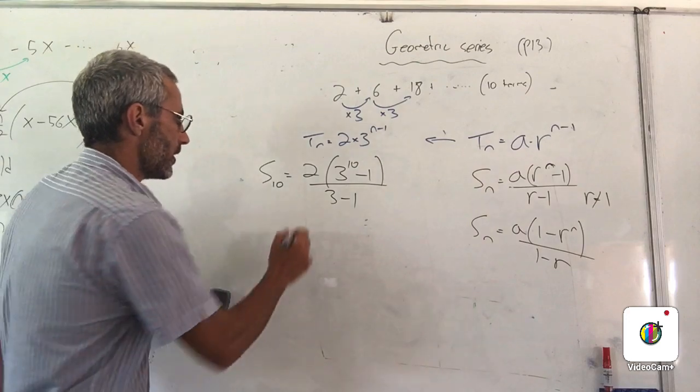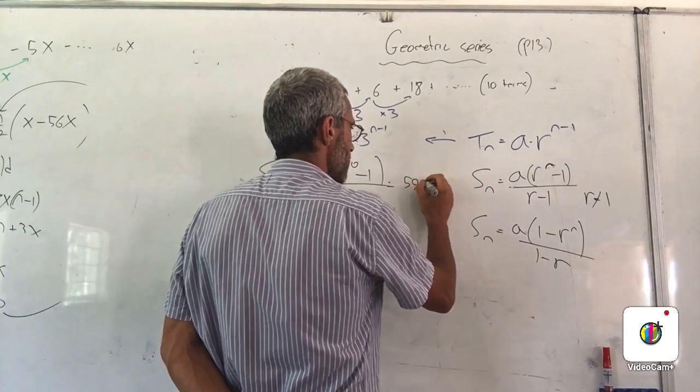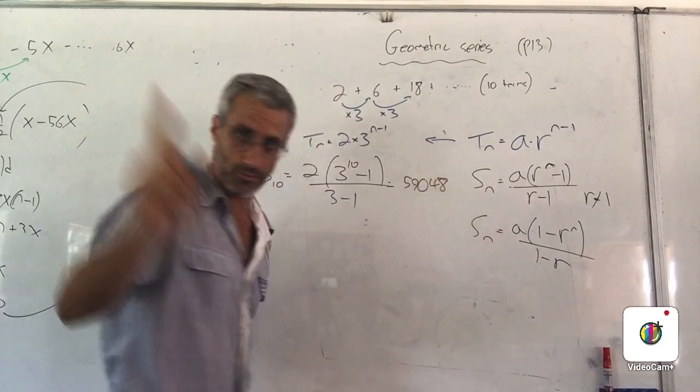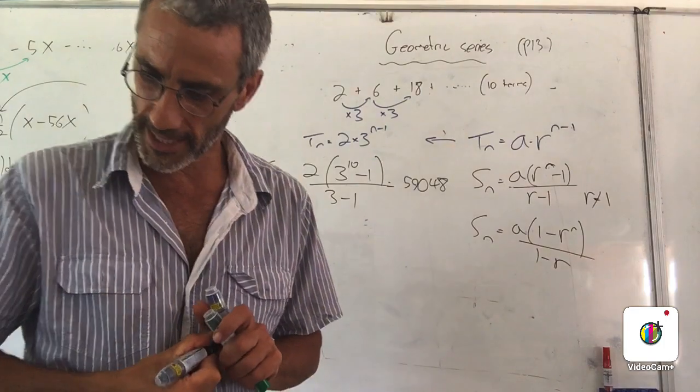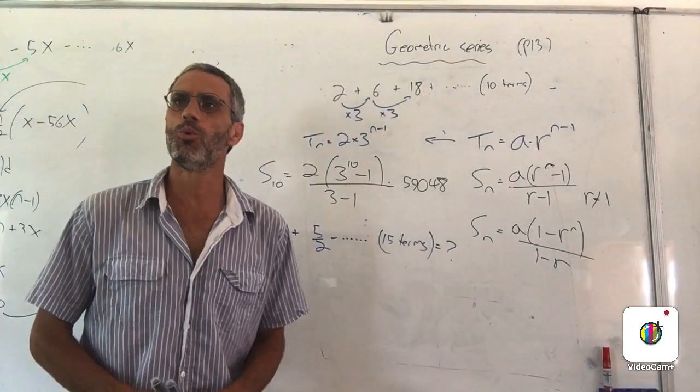Okay? What you get is a big number, 59,048. Just take a minute. Just make sure you're writing it correctly. Right, chaps?